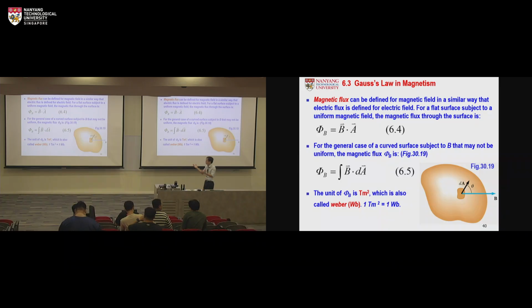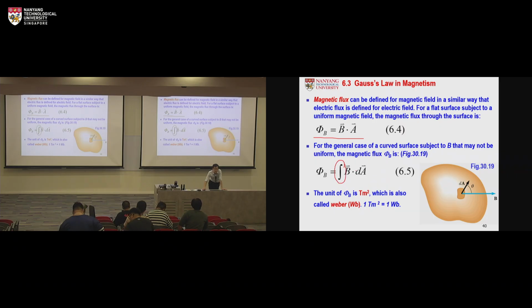Of course, for magnetism we also have Gauss's law. And of course, if you need to build up this Gauss's law, you will need to do something similar. First, you will need to define the magnetic flux in exactly the same way, from E dot A to B dot A. And if you want to figure out the flux through a closed surface, you will need to do this integration.